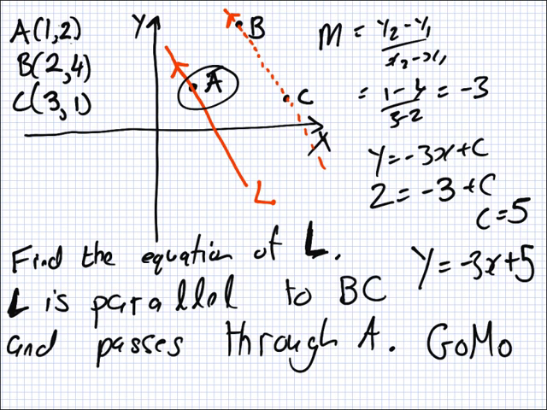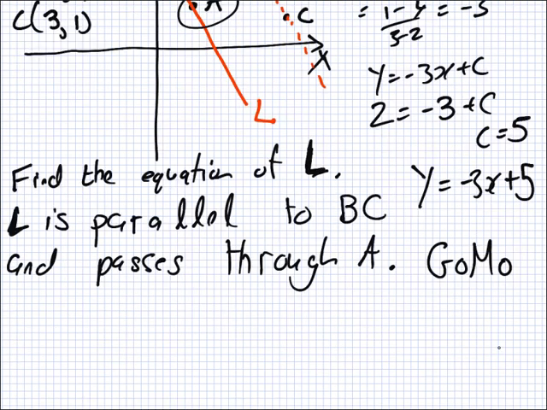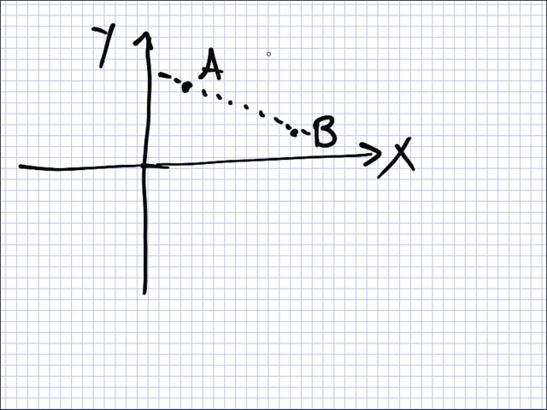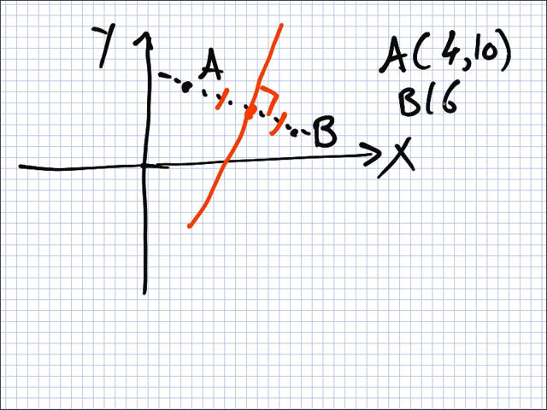Okay, do you have that written down? Yeah? Now, let me give you a harder one. See if you can do this. Right. There's A, there's B. X, Y. And this is the line I want. A, we'll say is 4, 10. And B, we'll say is 6, 2.